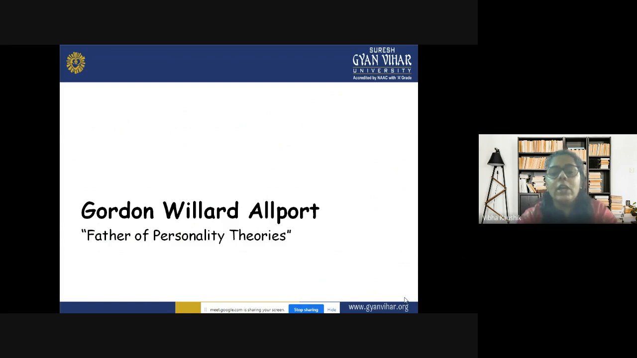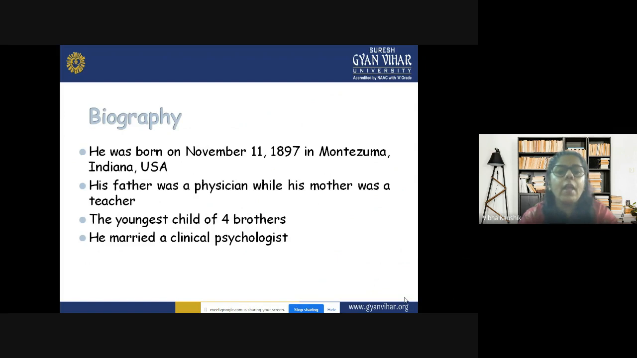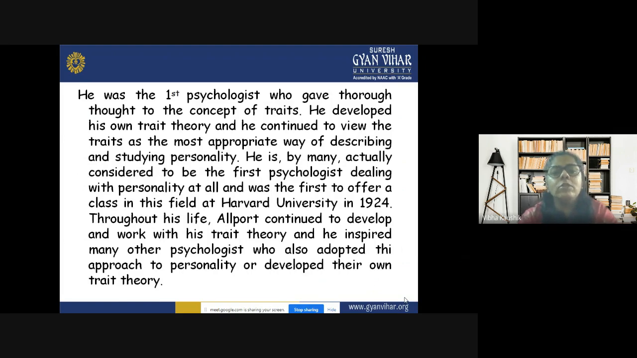Gordon Willard Allport, father of personality theories. Biography: he was born on November 11, 1897 in Montezuma, Indiana, USA. His father was a physician while his mother was a teacher. The youngest of four brothers, he married a clinical psychologist. He was the first psychologist who gave thorough thought to the concept of traits.